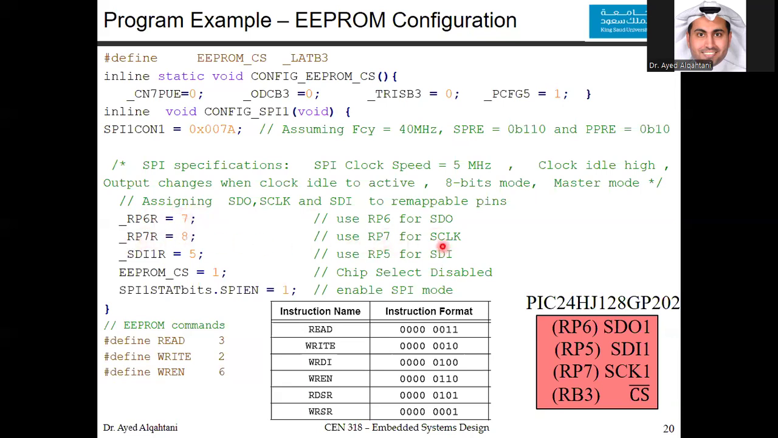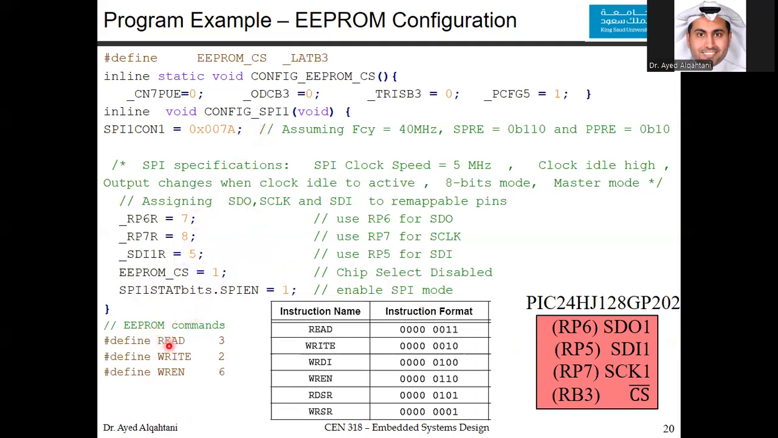For RB7, that's the clock. Again, we choose 7. That's the RP number, and that's the code for the SCLK. The name of the SDI, since it's an input, is called SDI1 register, and we say that it's equal to RP5, which is this. Now we set up all of these 3. We make the chip select equal to 1 to select the EEPROM, and then we start the SPI module. We're done with the configuration.